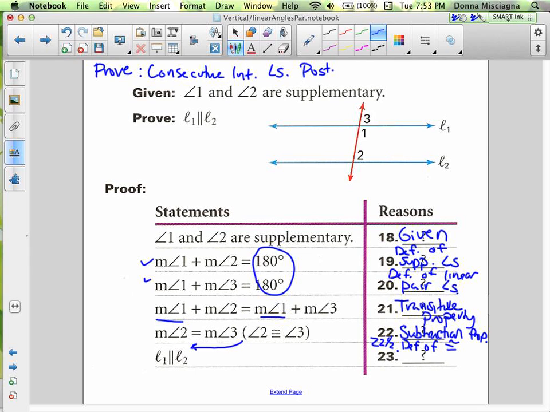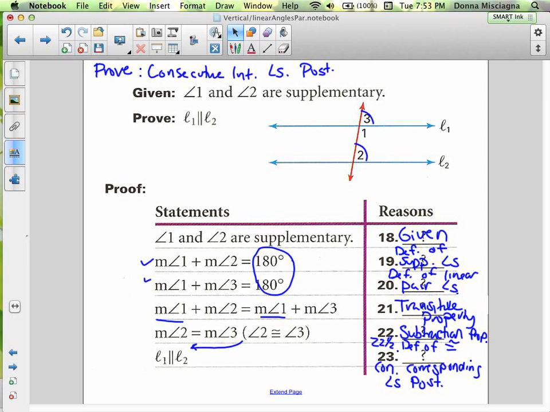So let's take a look at the angles here. We should mark them. Angle 2 is congruent to angle 3. What kind of angles are those? Why, those are corresponding angles. And actually this is the converse, since we're proving the lines parallel. So this is the converse of the corresponding angles postulate.